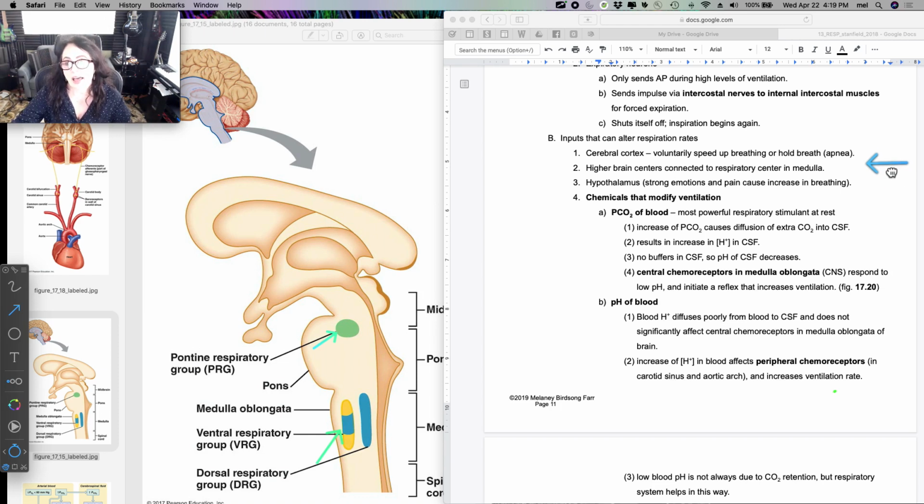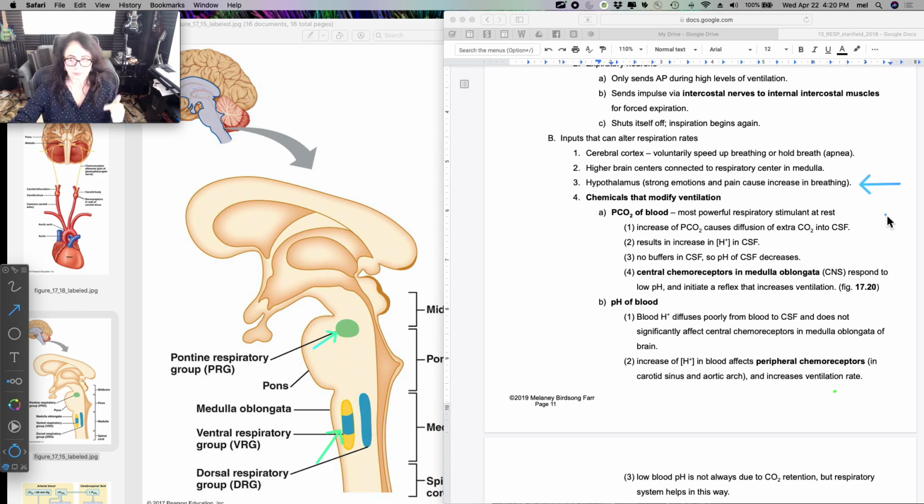And then the hypothalamus, which is sort of the emotional portion of the brain, also pain, those things can cause changes in breathing as well. So you can get so upset that you're hyperventilating, right? Or in so much pain that you're doing that as well. So emotional centers or cognitive centers can kind of override what your pons and medulla oblongata are doing.